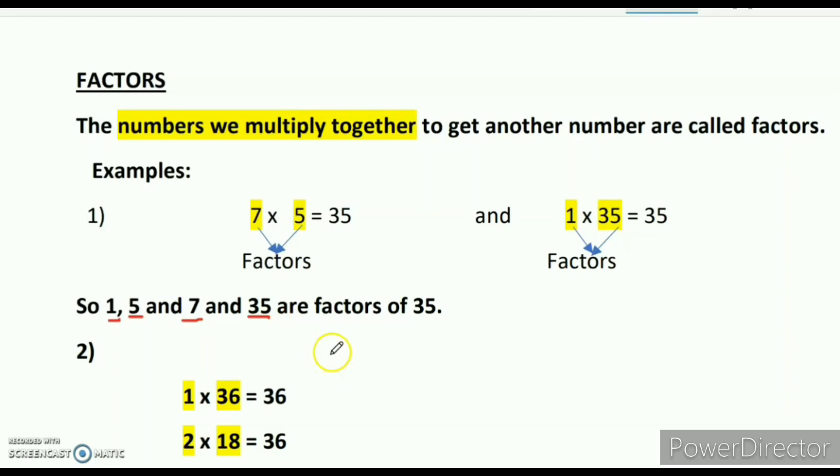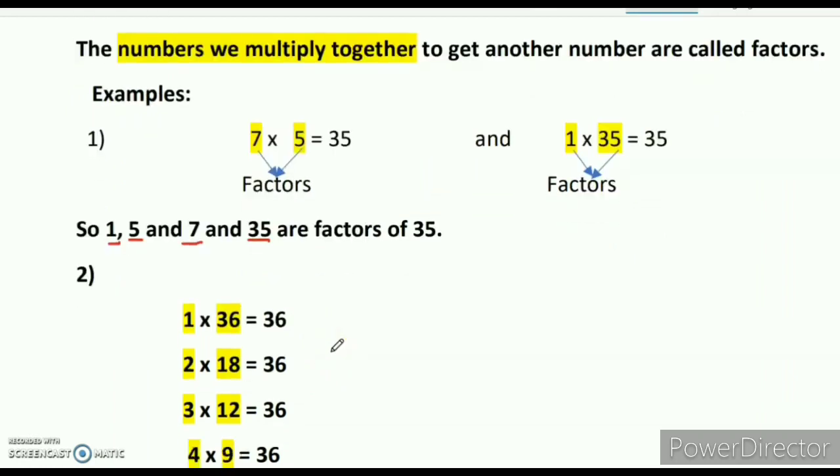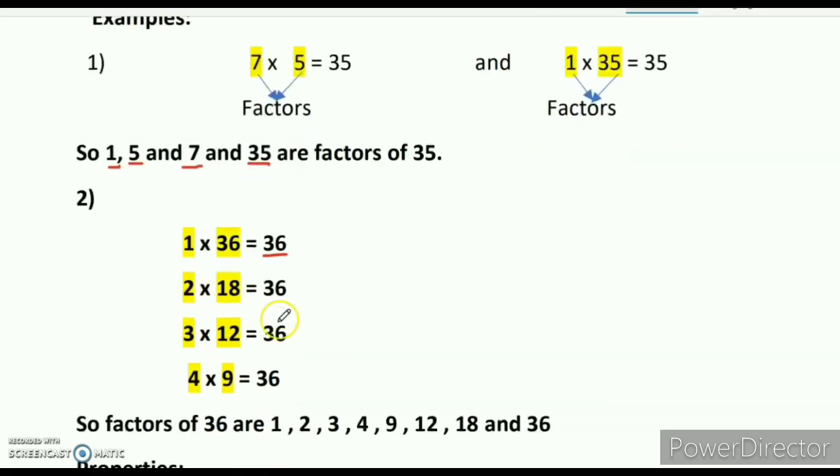Now let's see what the factors of 36 are. 1 multiplied by 36 is 36, then 2 multiplied by 18 is 36, then 3 multiplied by 12 is 36, then 4 multiplied by 9 is also 36. Is there anything we can multiply with 5 to get 36? No. Is there anything with 6? Yes, 6 is there. 6 6s are 36.